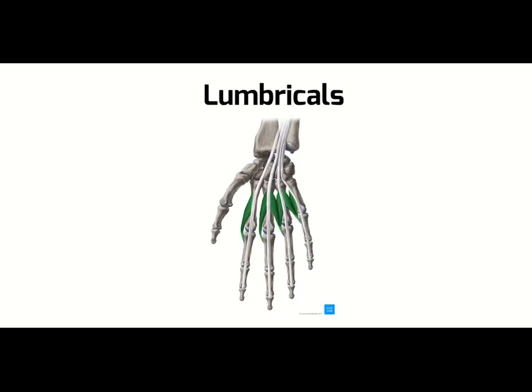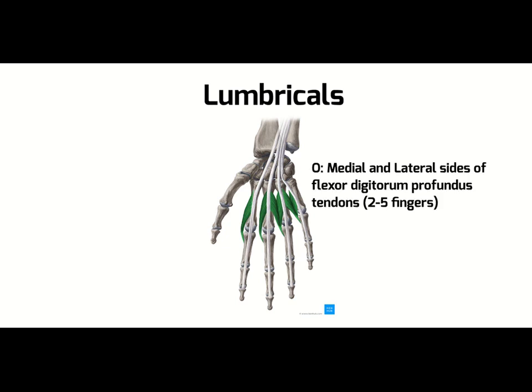The lumbricals of the hand originate on the medial and lateral surfaces of the Flexor Digitorum profundus tendons, so they only deal with the 2nd through 5th fingers as such. They insert onto the dorsal surfaces of the phalanges into the extensor aponeurosis. The 2nd and 3rd fingers are innervated by the median nerve, while the 4th and 5th fingers are innervated by the ulnar nerve, and they help to extend the 2nd through 5th fingers at the interphalangeal joints and flex the 2nd through 5th fingers at the metacarpophalangeal joints.